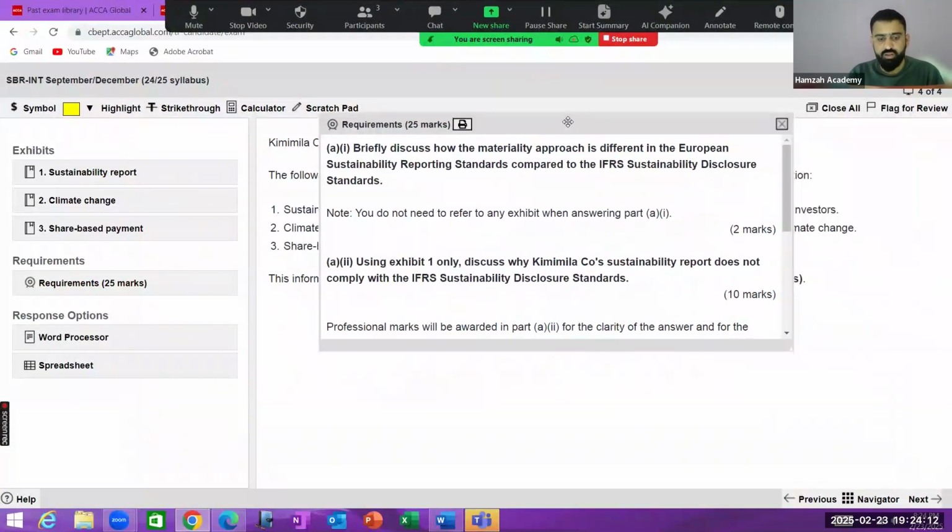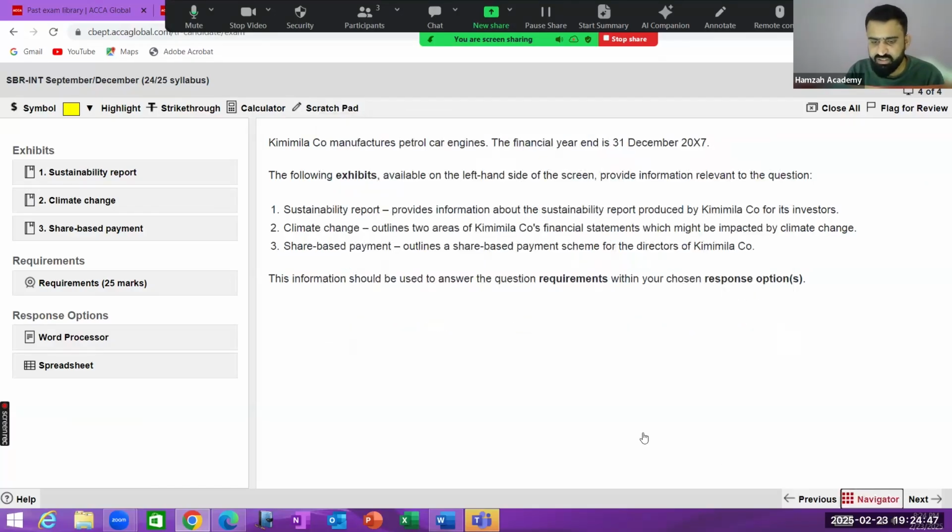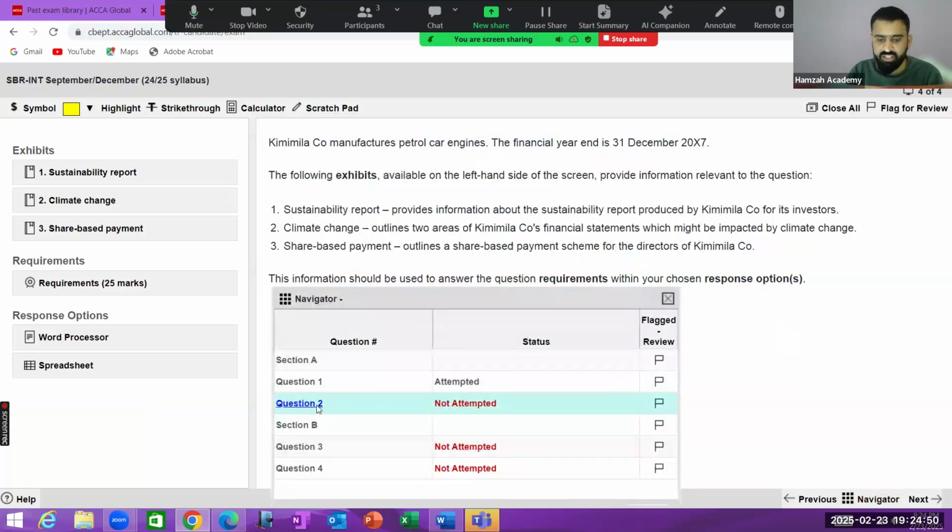in the requirement tab. And again, you have 2 options to respond to the question. Again, where you need to discuss the thing, where you need to explain the thing, in order to explain, in order to discuss, we will be using the word processor. And if there is any calculation involved, which requires calculating something, for that purpose, we can use the spreadsheet as well while answering these requirements. Okay. So that is the overall exam structure of your SBR exam.